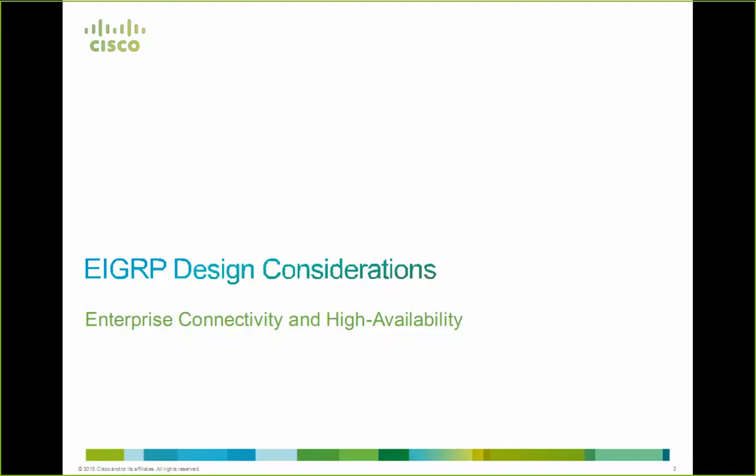Feasible successor. Right. Designing in the feasibility condition, performing that algorithm check for making sure that we have a backup path. Query scoping is another concept that we talk about. We're using stub routing features in EIGRP. And then we also take a look at summarization, right? Those are really the 3 main components to achieving that fast convergence in EIGRP.